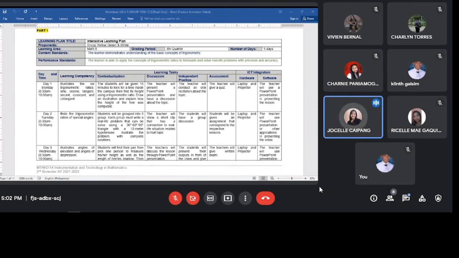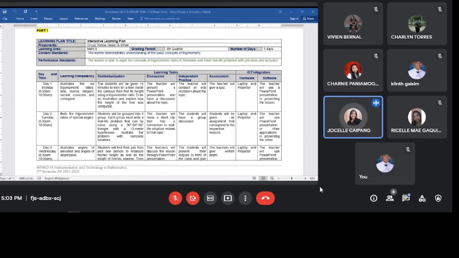So for the parts of the learning plan, we have the day and time, learning competencies, learning tasks, which has four types: the contextualizations, discussions, independent practice, and assessment. And the last is the ICT integrations, which is the hardware and the software.